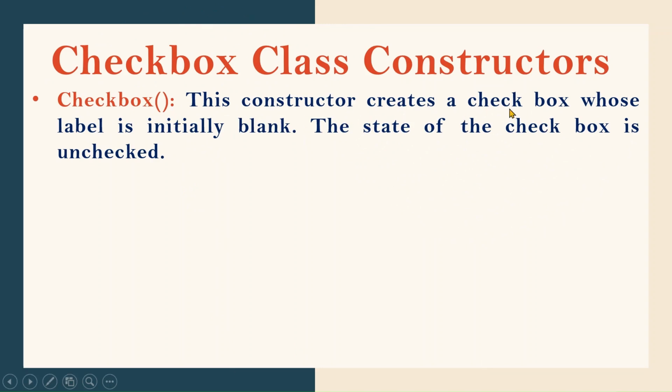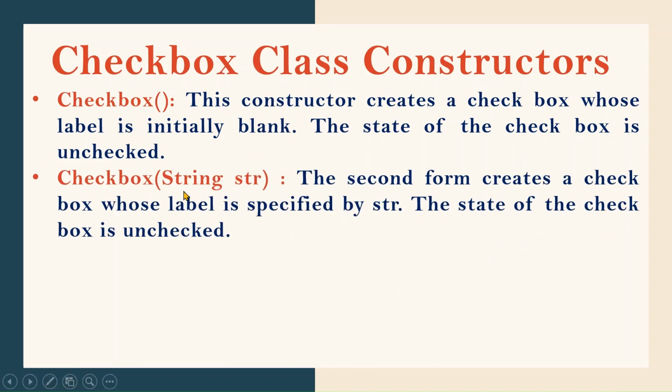This constructor creates a checkbox whose label is initially blank. Whenever you use this constructor, you get a square box, which is nothing but a checkbox, but without any label beside it. We can call it the initially blank checkbox or empty checkbox. The state of the checkbox is unchecked initially. It is not having any tick mark. By default you are going to get an unchecked checkbox.